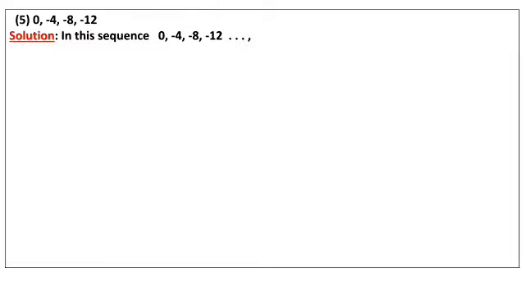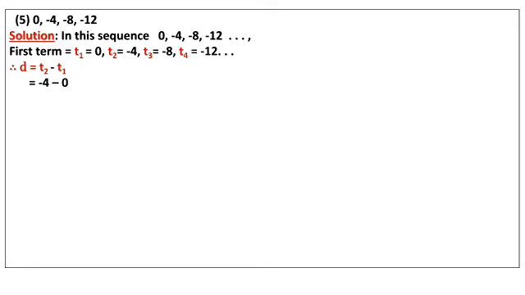Now the fifth one. The question is given: 0, minus 4, minus 8 and minus 12. First of all we have to write the terms. The 4 terms are given. Use the formula t2 minus t1. t2 is minus 4 and t1 is 0. So minus 4 plus 0 is 4, and the bigger number's sign is minus.